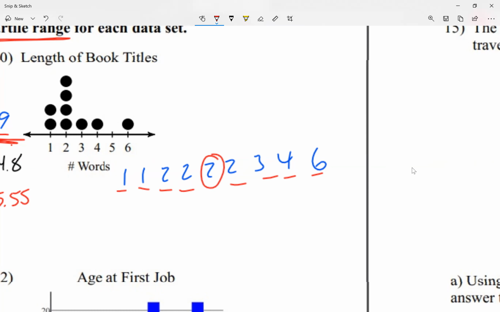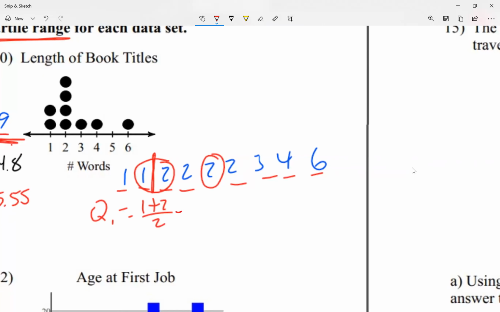Now looking at the lower half, the median will be right here, right? It's in between 1 and 2. So I'm gonna call this quartile 1 or lower quartile, however you wanna call it. It's a number between 1 and 2. I could just go 1 plus 2 divided by 2, and it gives me 1.5. Sure, it's fine to use decimals, not a big deal.